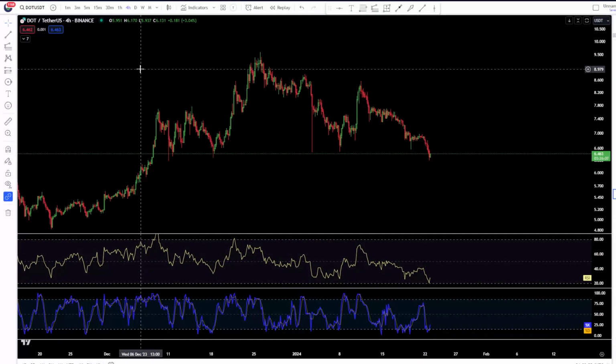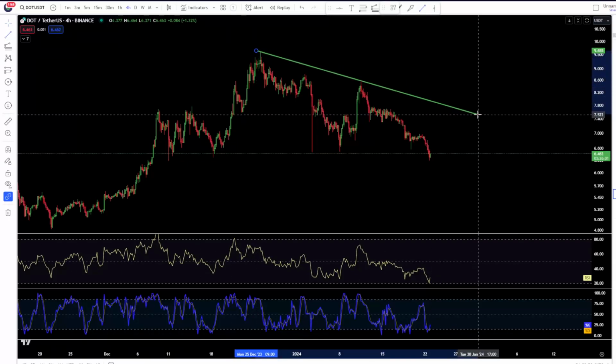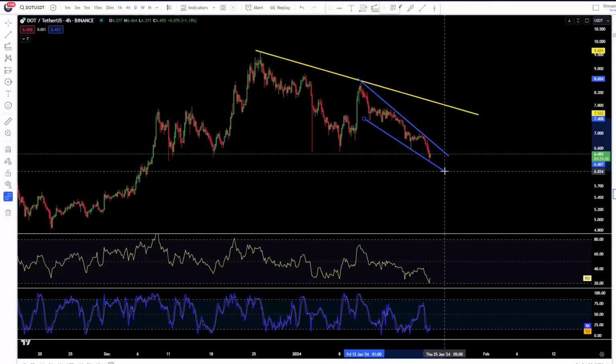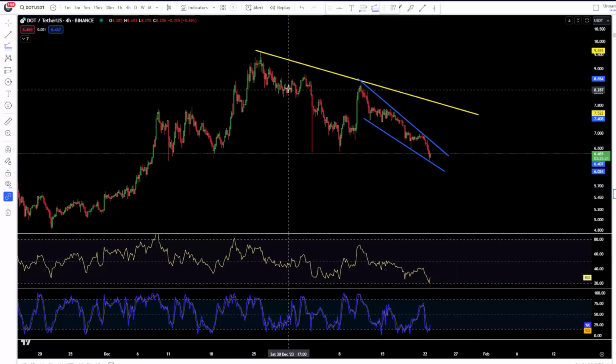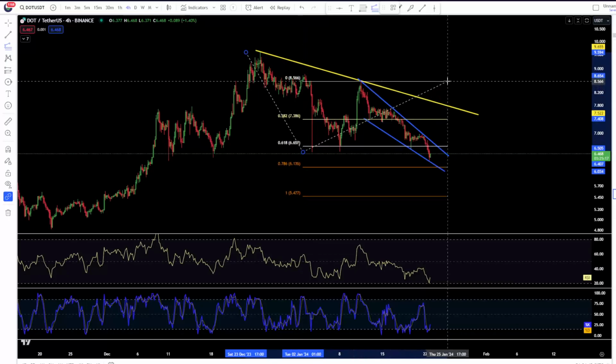The last one on today's list is the DOT to USDT chart. First, we will use the yellow line to determine the downward trend line. And additionally, we can define the local downward trend channel using the blue lines. Moving on, we can move on to marking support places using the trend-based fib extension grid.